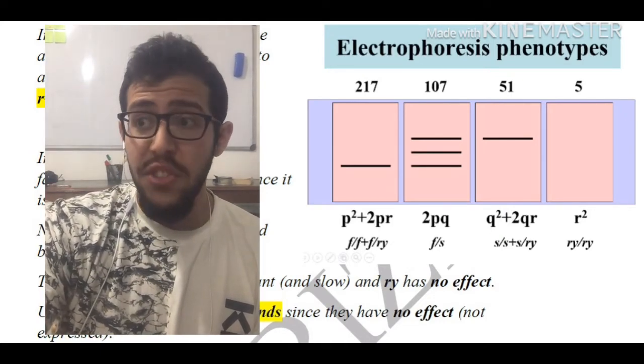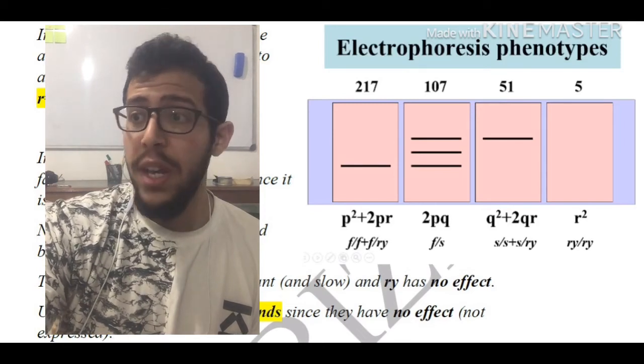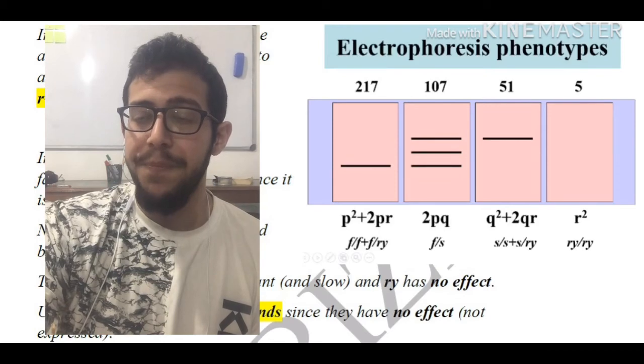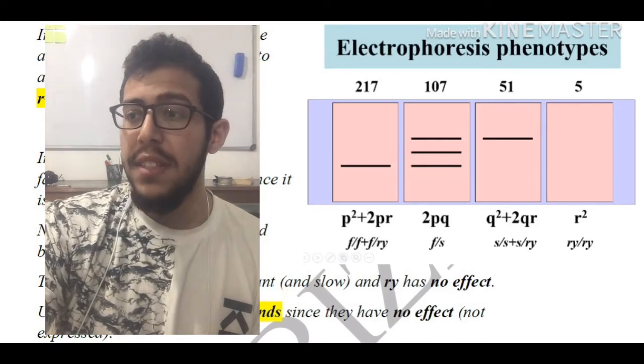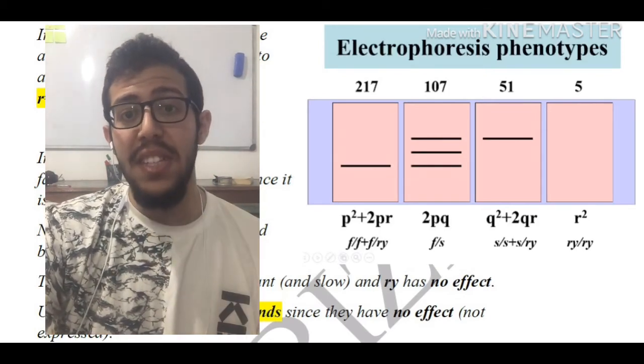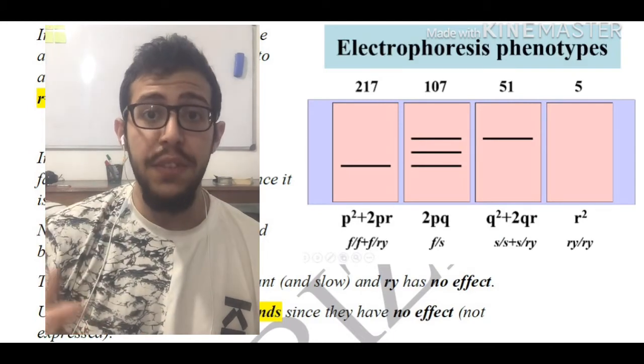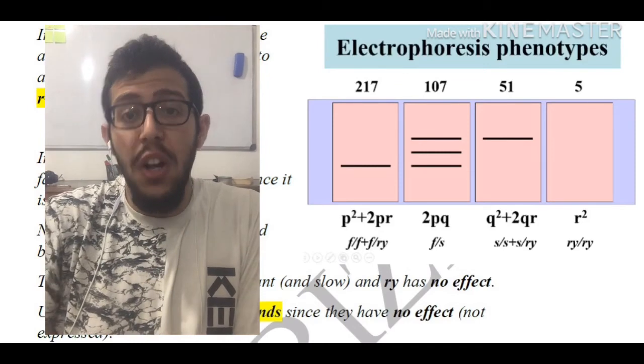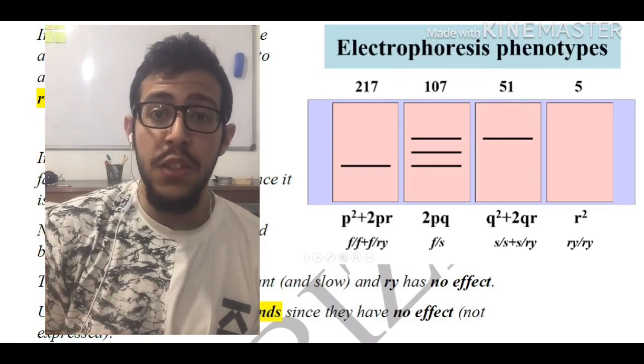Next, we've got the Q squared plus 2QR. Q represents the S chain and the R represents the RY. Just like we mentioned in the first example, the same thing is going to be happening here. The S/S is going to be having the slowest activity, therefore the slowest migration, and the S/RY is going to be having also the slowest because the RY possesses no activity.